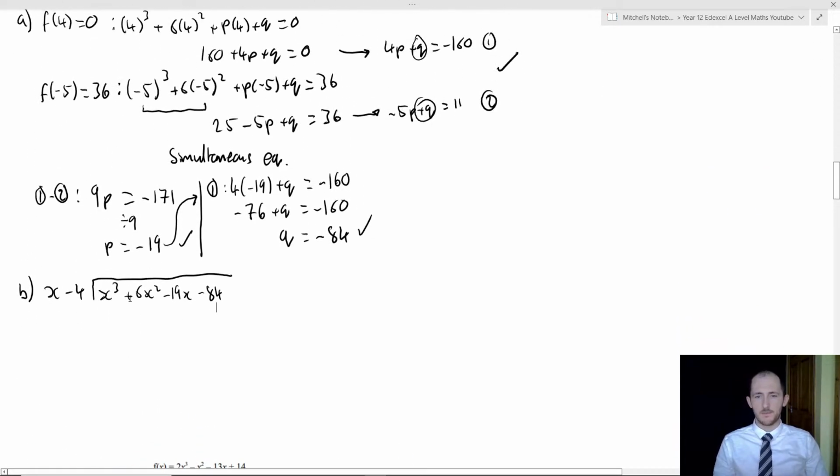So, x cubed divided by x gives me x squared. Times it by everything in the divisor again, so we get x cubed minus 4x squared here. And then we're subtracting. x cubed minus x cubed should always equal 0, so that's a good job. I'm going to stop writing the zeros, but let me know if it confuses you a bit. And then we're doing 6x squared minus minus 4x squared, which would be 10x squared, right? Because the minus and minus becomes positive. And these two things, because there's nothing underneath them, we just drag them down.